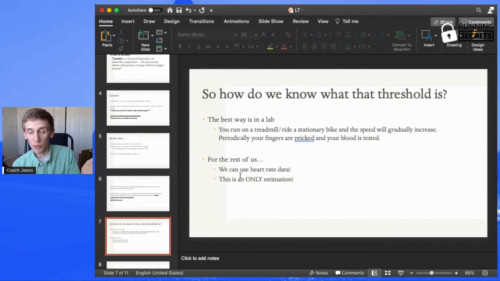So for the rest of us, because we can't all go to a lab to do this, we can use heart rate data, which is kind of cool. But remember, this is only an estimation. I repeat, this is only an estimation.